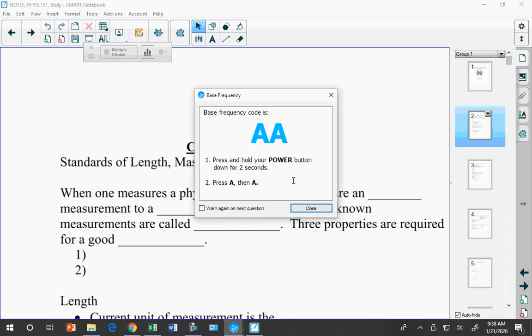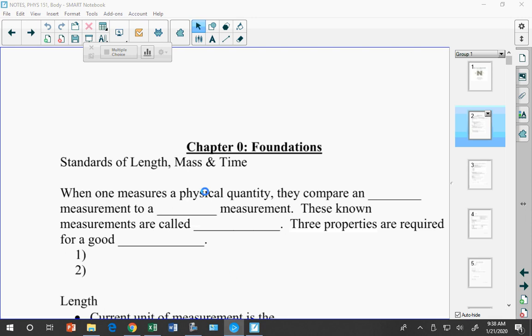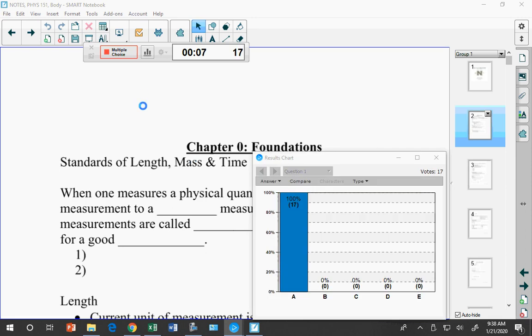Look, the code for your clicker is A. If you have an iClicker 2, when you turn it on, the prefix will come up AA or TT or AT, and if you need to change your frequency, you hold the power button down, and then you can set the frequency. AA is the default, so if you've never changed it, it should go to that. So AA is your frequency. And just put in the answer A, okay?